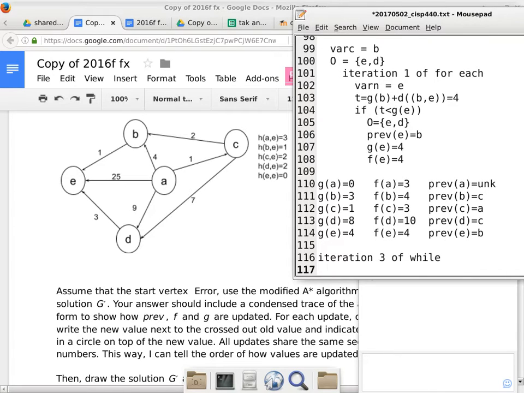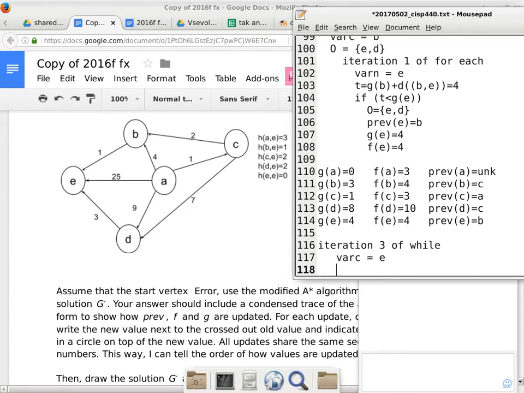So in iteration 3 of the while loop, we have 2 elements in the set O, which are E and D. And amongst these 2, we have to choose one based on their F values. We want to choose the one with the least F value. D has an F value of 10, E has an F value of 4, so we're going to choose E because it is the most promising candidate at this point. Okay, so we say var C is E. Then we have to remove that from the big O set itself. So big O is now just with D remaining.